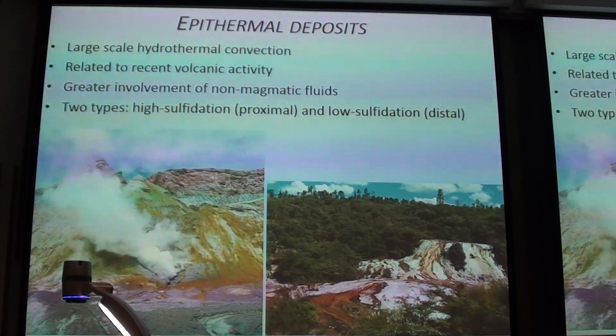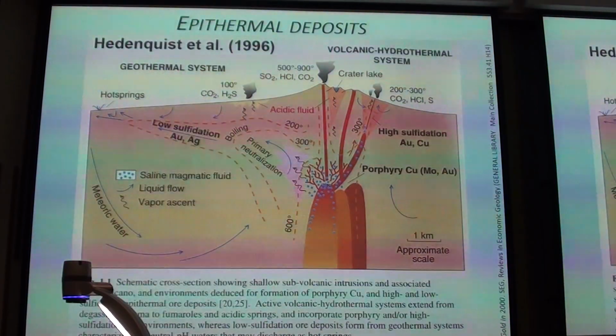epithermal deposits are, as it says, related to large-scale convection of groundwater and magmatic waters, and they are related to recent volcanic activity. Here we have an increasing effect of non-magmatic fluids, especially in one of these two types. So we've got high sulfidation, which is say proximal to the magmatic intrusion or the volcanic system, and the low sulfidation, which is more distal, where meteoric fluids have a greater influence.